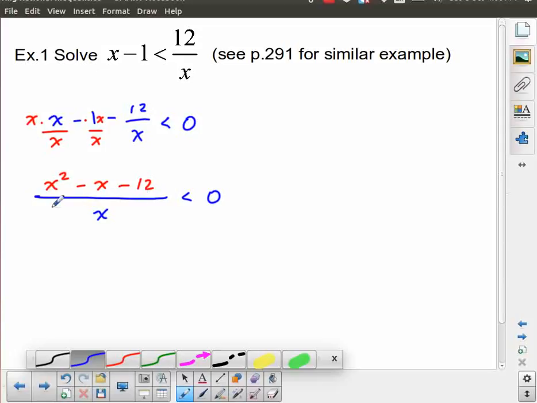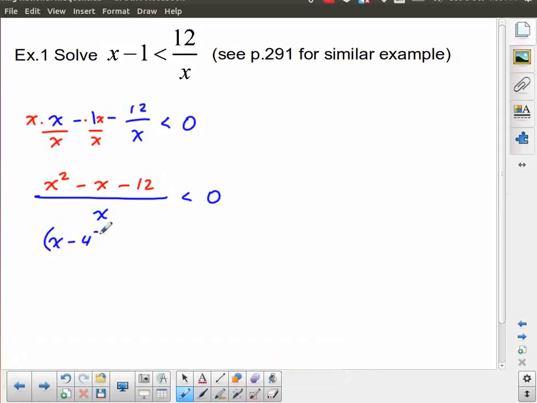Now I'm going to factor that numerator. It's a simple quadratic. So two numbers that multiply to negative 12 and add to negative 1. That gives me the values negative 4 and positive 3 over x less than 0. And as you can see from this, I have no common factors between the numerator and denominator, so I'm not going to have any holes here. I do have a denominator, so the factor in the denominator is x. So now I can say I have a vertical asymptote at x equals 0.